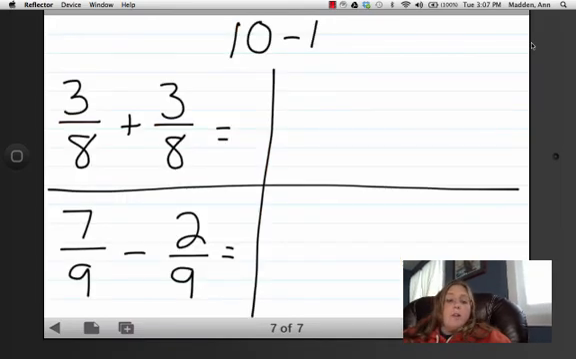There are 2 that I would like you to do. Pause it, figure out the answer, and then press play. Make sure you write these in your notes under 10-1.